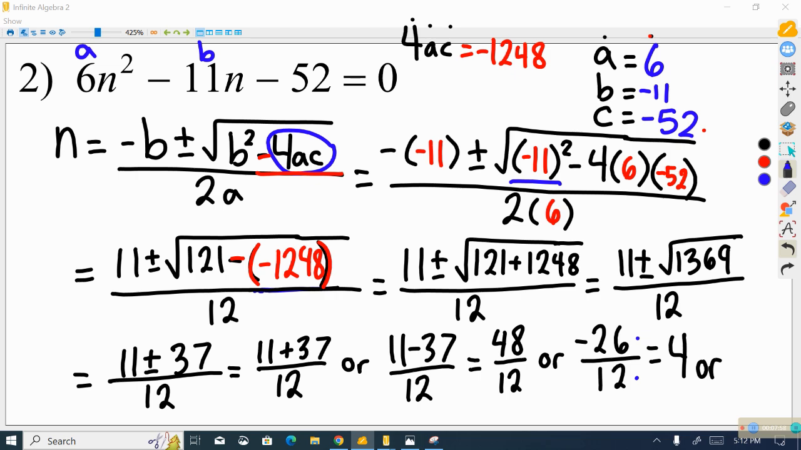So that would give us the idea that on top of this fraction, we have 2 times negative 13. And on the bottom of this fraction, we have 2 times 6. So we can cancel out the 2's, and that would mean that we have negative 13 over 6 for our final answer. So the two answers we should get in this case are 4 or negative 13 over 6. Again, 13 is a prime number, so I know there's nothing else that I can factor out for me, right? So this would be done.